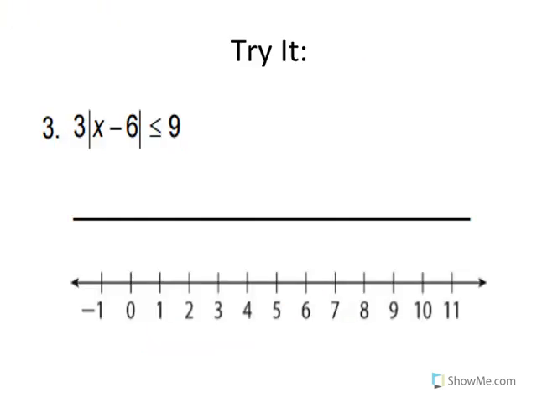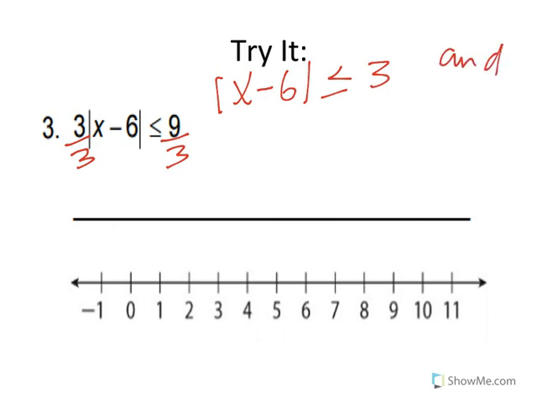Okay, so let's try to solve this. So first we need to isolate the absolute value. So divide both sides by 3. So we have an absolute value of x minus 6, 9 divided by 3 is 3. So then this is an AND statement. So we write x minus 6 greater than or equal to negative 3, less than or equal to 3. So I'm going to add 6 to, oops, my mistake, not 9, but 6.